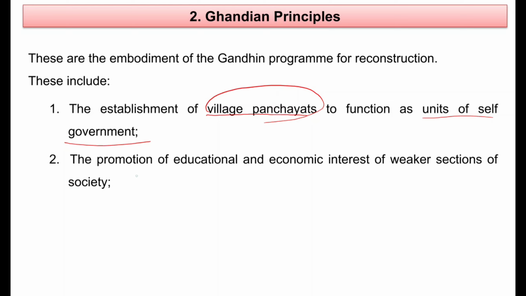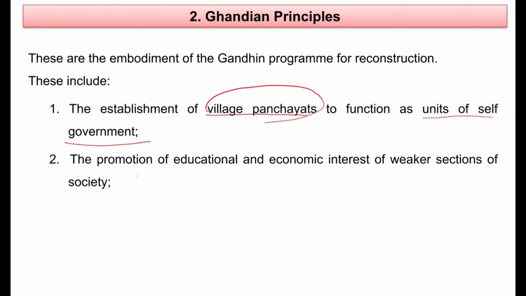So we'll see the other guidelines here, okay. The next we have under Gandhian principle. The Gandhian principle always supports cottage industries, small scale industries, okay. And he always supported decentralization, and he believed that only then there will be development from within.